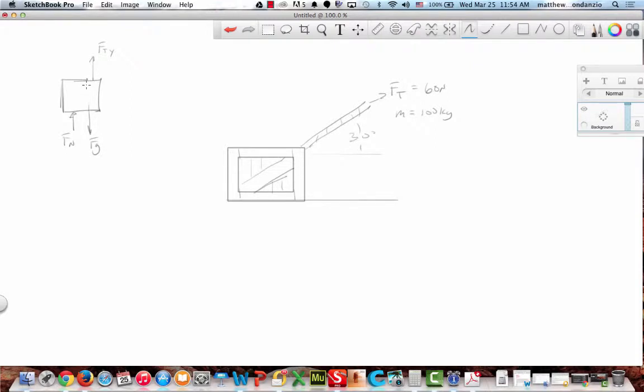Not ft, y is showing the direction. Good. Y is showing the direction, so this is ftx. Do we draw the ft on here? No. Why not?